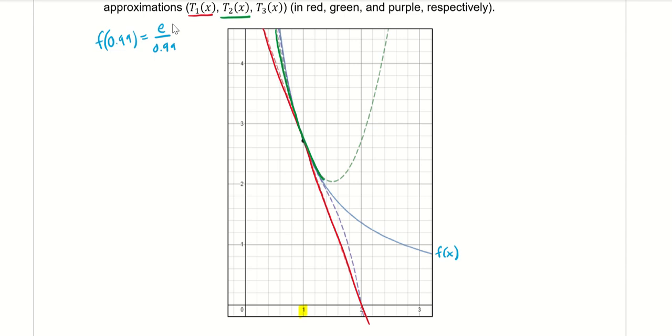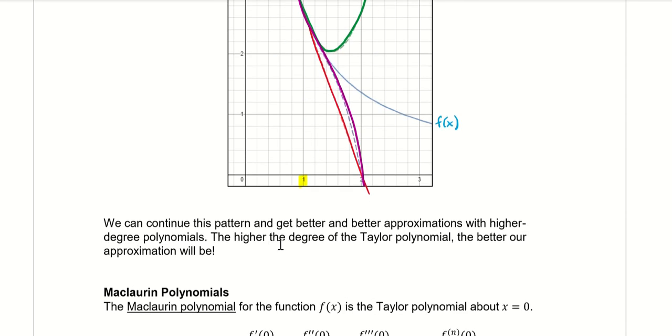Notice it looks like it hugs that blue function a little bit better, a little bit longer than the red function does. It's a bit nicer of an approximation further out from 1. And then finally our cubic approximation, it's a little bit harder to see on here, but it kind of looks like this. And that looks even better in terms of hugging that blue line and staying close to it for values of x near 1. And if we were to continue this pattern, 4th degree, 5th degree, 6th degree Taylor polynomials, the better our approximations would get.